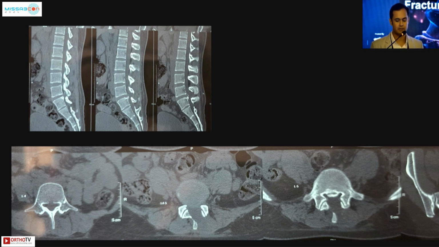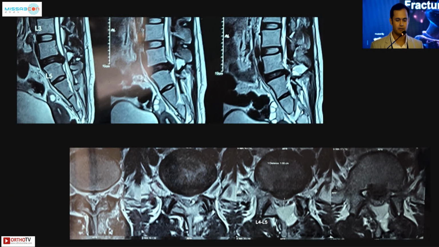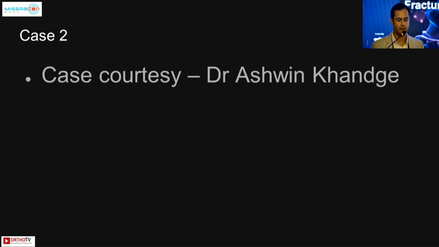You can see that calcified lesion, that PARF lesion, is still there. And this is the post-operative MRI. There is some CSF because of that root injury.